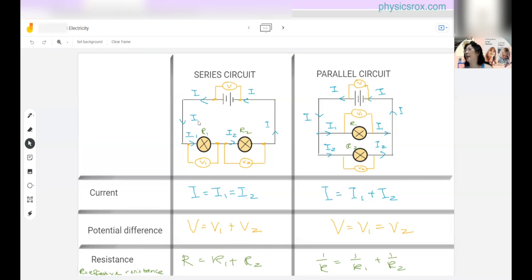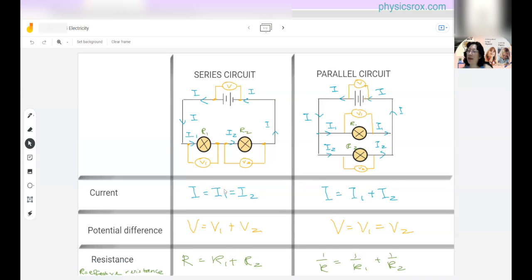So for a series circuit, we are referring to the components, like the light bulb. When you arrange them in series, it means they are all in the same line, one after the other. Parallel is when the components are arranged in different lines. That means this is split into two lines.